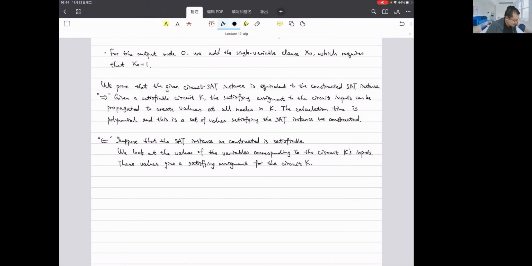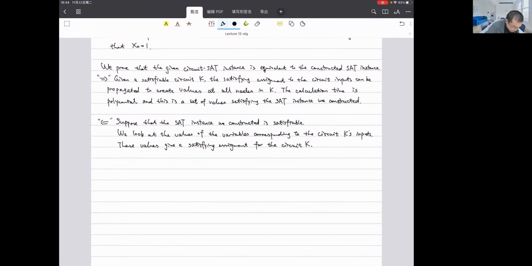It's just because the SAT clauses are going to ensure that the value assigned to all the nodes of K is just what the circuit computes. As we just mentioned, we carefully constructed all the AND or NOT gates. So as long as we have a SAT instance that is satisfiable, we just return all these values, and these are the correct values for the circuit here. In particular, we look at the inputs, and this is going to give you a satisfying assignment for this circuit SAT problem.